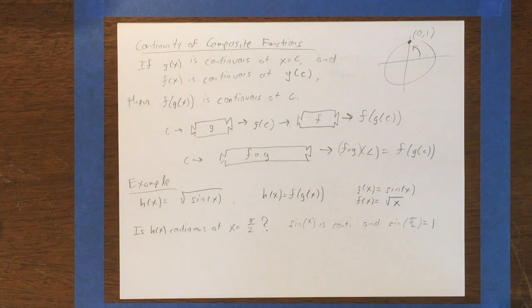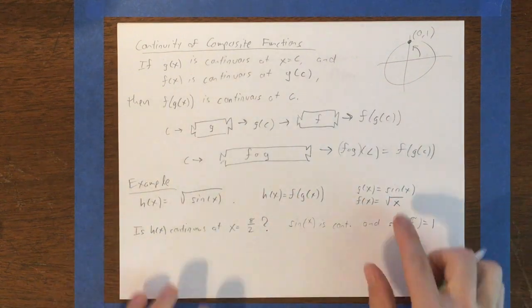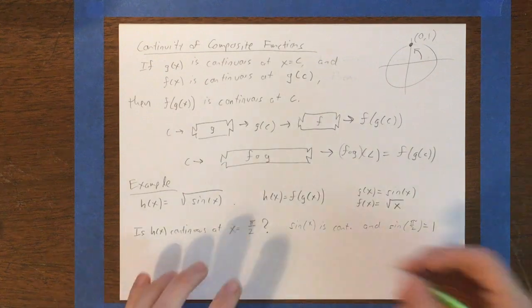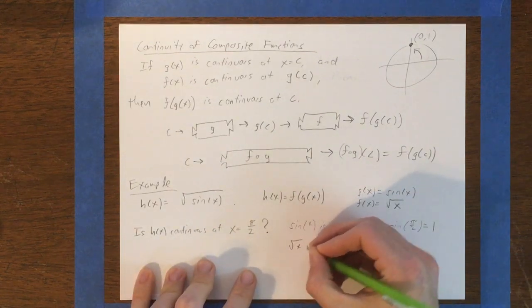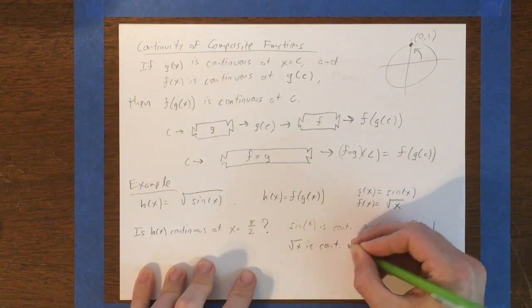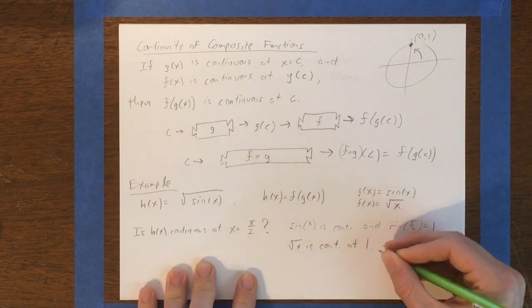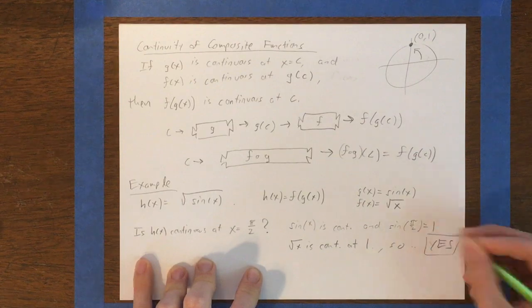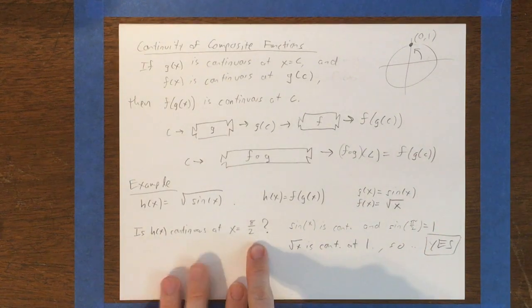And then let's ask now, is the outer function f, square root of x, continuous at 1? Sure it is. 1 is in its domain. It's a radical function, and those are continuous at every point in their domain. So square root of x is continuous at 1. So the answer is yes. h of x is continuous at pi over 2.